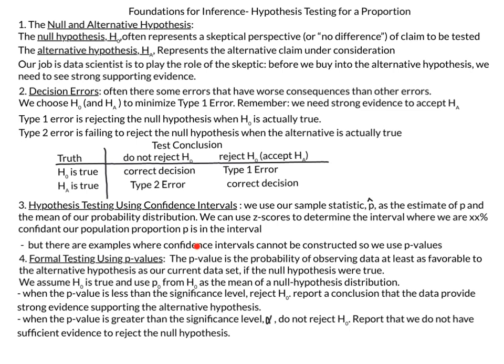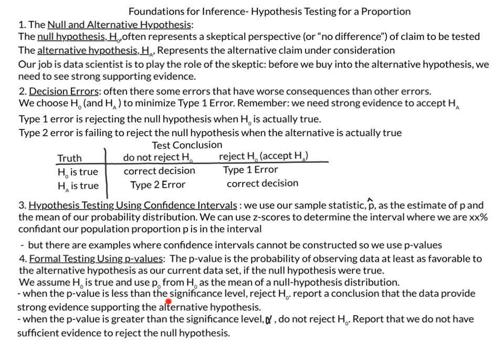But there are examples where confidence intervals cannot be constructed, so we use p-values. This is very similar, but the p-value is the probability of observing data at least as favorable to the alternative hypothesis as our current data set, if the null hypothesis were true. So what we do is we assume that our null hypothesis is true, and we use the proportion from our null hypothesis, and that's going to be the mean of our null hypothesis distribution. And then we can do our confidence intervals based on our null hypothesis.